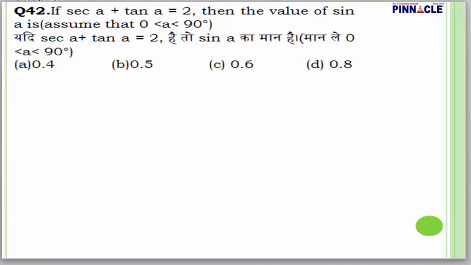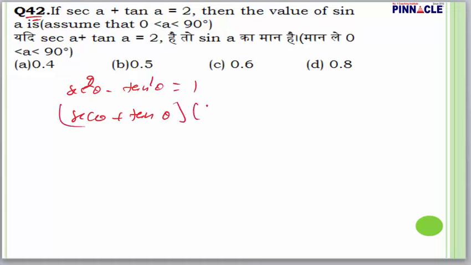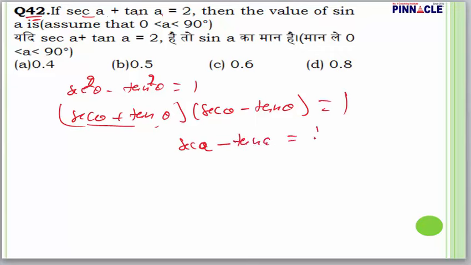Next question, question number 42. Here it is given secant A plus tangent A is equal to 2, then the value of sine A would be how much? As we know, secant square theta minus tangent square theta is equal to 1. This is the formula which everybody knows. So secant theta plus tangent theta and secant theta minus tangent theta is equal to 1. A square minus B square, we have converted to A plus B and A minus B. Here if secant A plus tangent A is equal to 2, then secant A minus tangent A would be equal to 1 by 2.